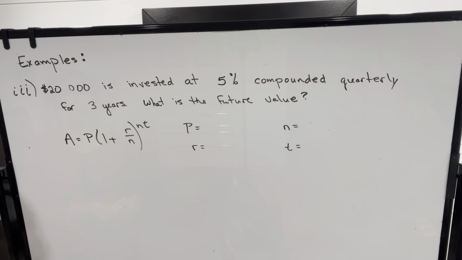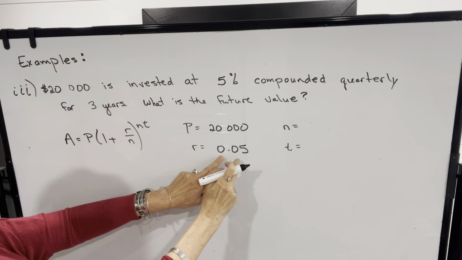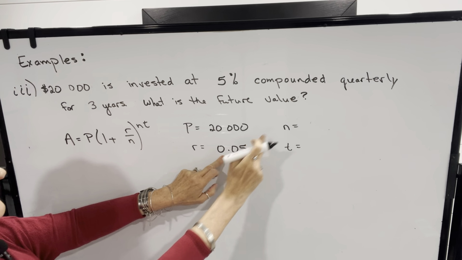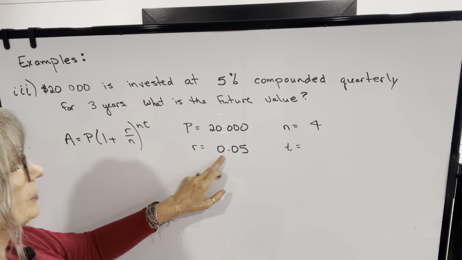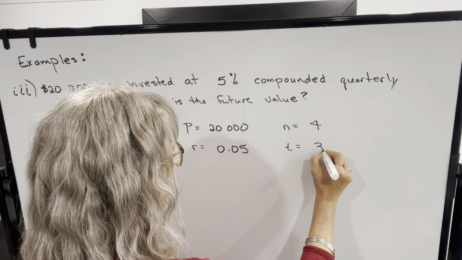Next example says that $20,000 is invested at 5% compounded quarterly for 3 years. What's the future value? So principal is $20,000, annual interest rate is 0.05. If it's compounded quarterly, that means that there are 4 compound periods in a year, and the number of years is 3.